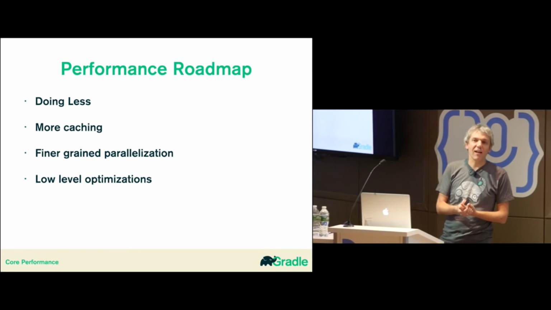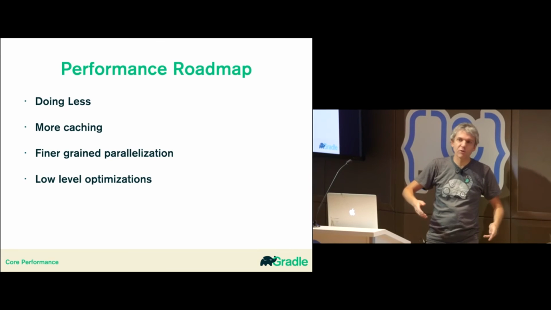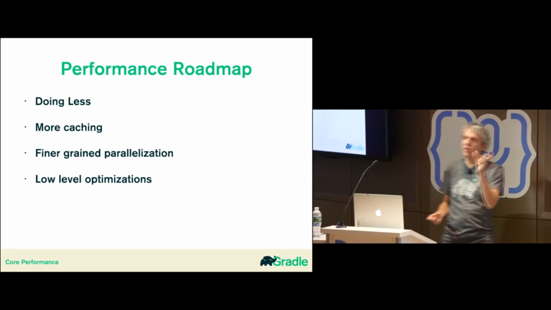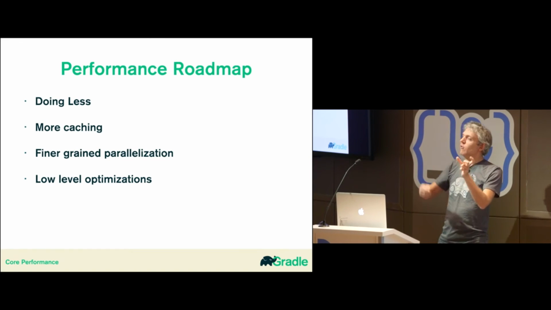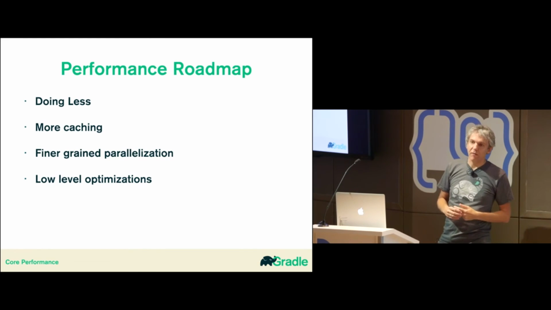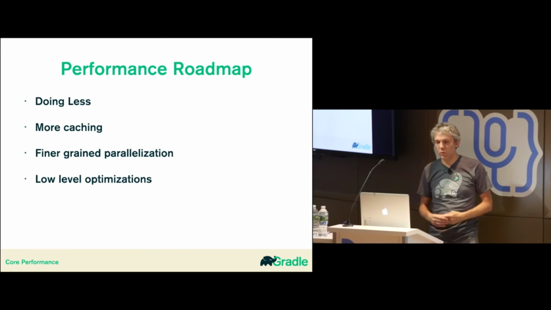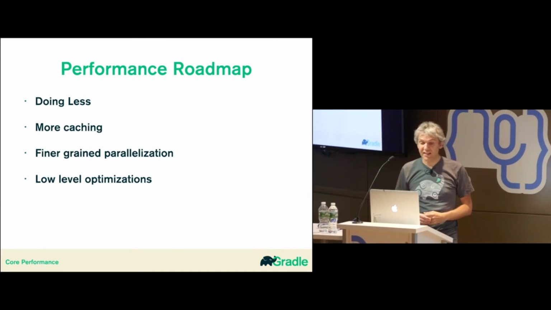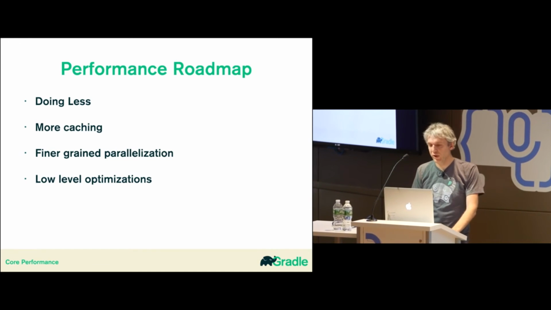More fine-grained parallelization. At the moment, when you run an Android build in parallel with Gradle, you see a lot of cores waiting for some other work to be done, right? And a pretty low utilization, of course. And that is something we will be working intensely on over the next couple of months, right? And then further low-level optimizations, as you have seen with the configuration time, right?